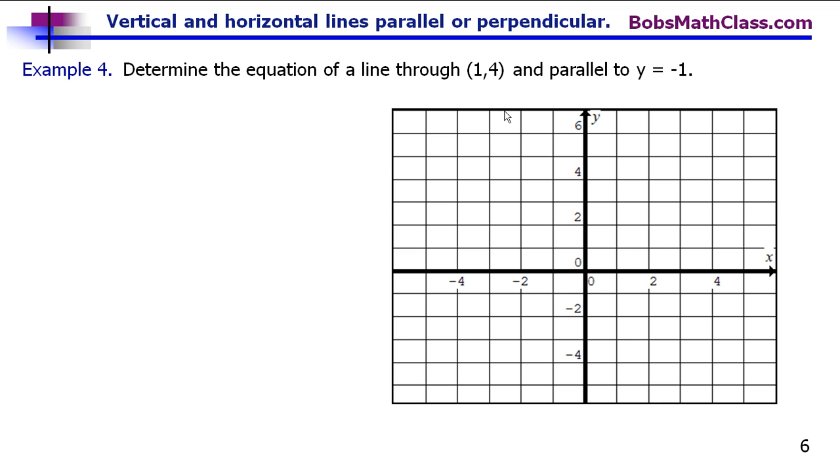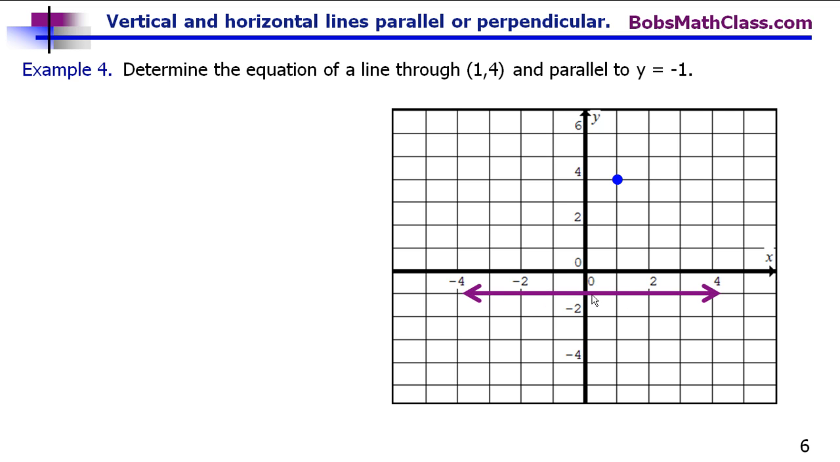So if we want a line that's parallel to a horizontal line, will that be another horizontal line or a vertical line? Right, it will be another horizontal line, which is y equals a number. Okay, so let's go ahead and plot the point 1, 4. There's 1, 4. Let's graph y equals -1.